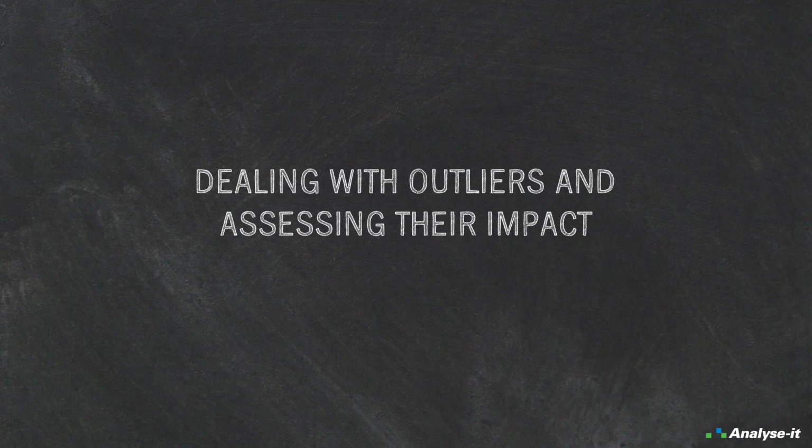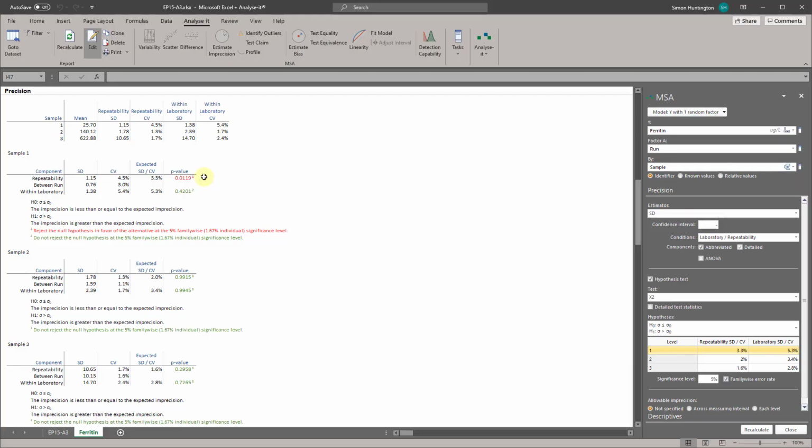There is always a trade-off between retaining the result, which will inflate the precision estimates, or excluding it, which may give overly optimistic estimates. It is often good practice to calculate the results before and after excluding the outlier to assess their impact. To create a new analysis excluding possible outliers, in the Analyse-it ribbon tab, in the Report group, click Clone.